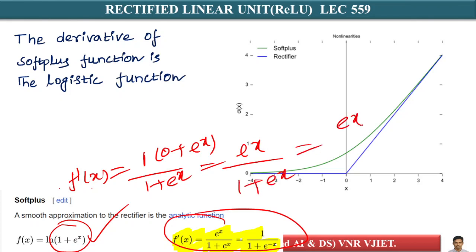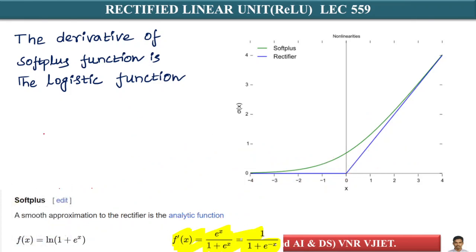How can I write this? If I take e power x common in the denominator, I get e power x by e power x times 1 plus e power minus x, and this and this will get cancelled. Ultimately you will get your f dash of x, which is 1 by 1 plus e power minus x. That's the derivative of the softplus function: the logistic function. That's the fun part here: the derivative of softplus is logistic.